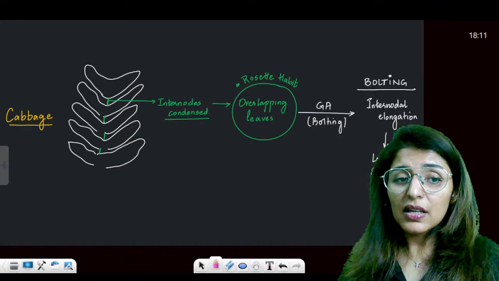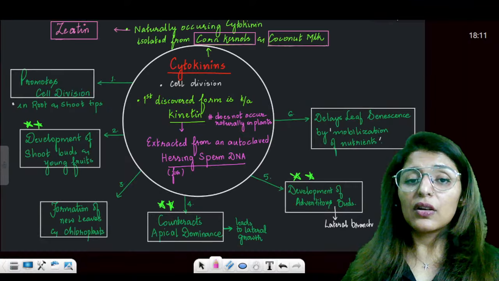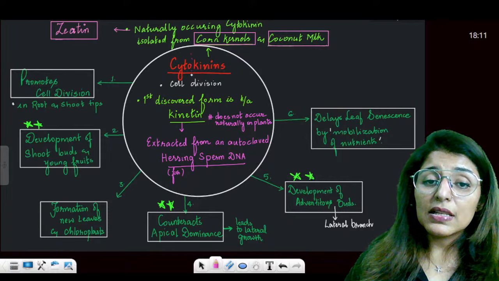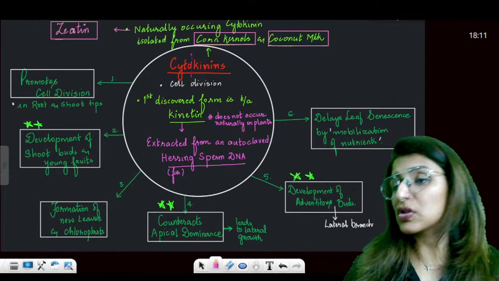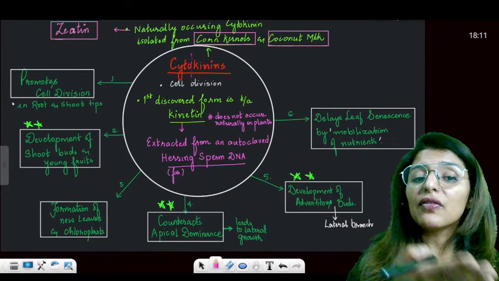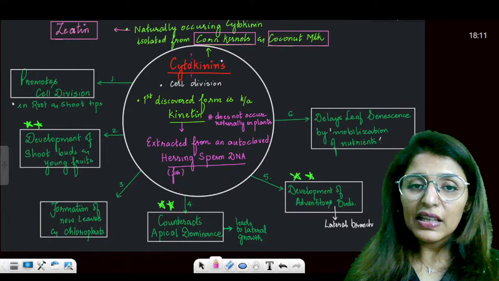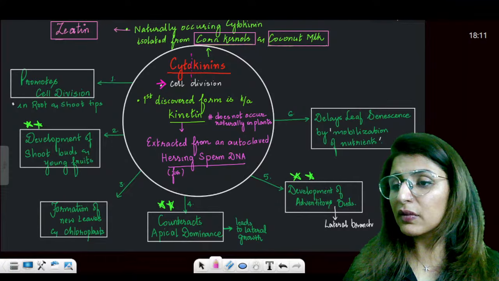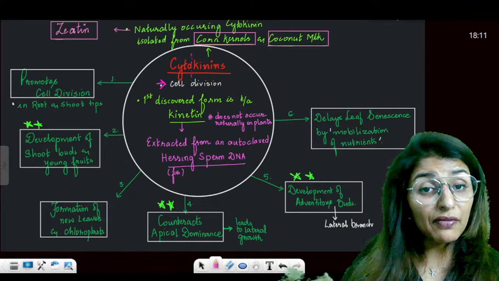Please concentrate. Now see, talking about the third, which is cytokinins. So cyto means cell and kinin means divisions. The word comes from cytokinesis, right? So what could the function of cytokinins be? These are going to enhance cell division. They are going to increase the rate of cell division. Cell is going to divide or multiply faster.